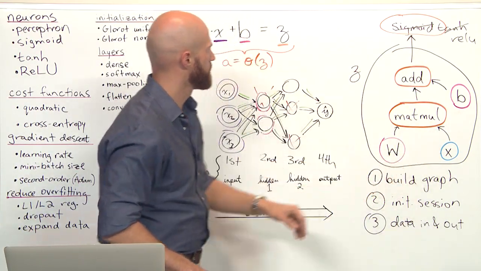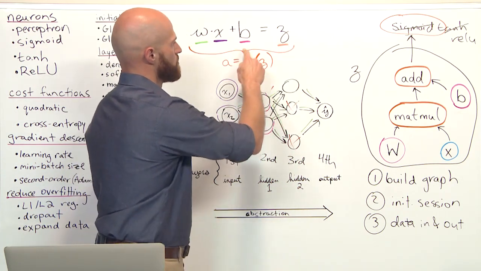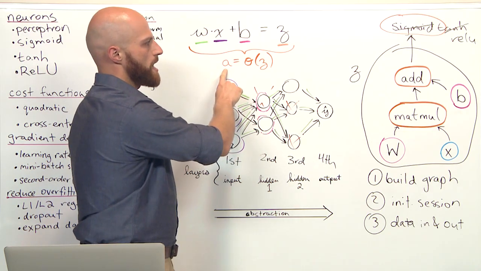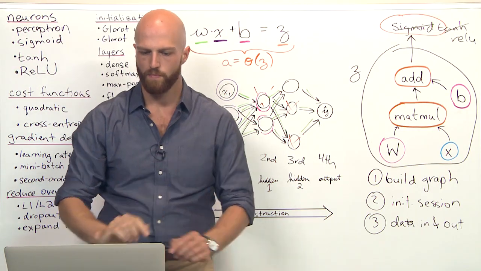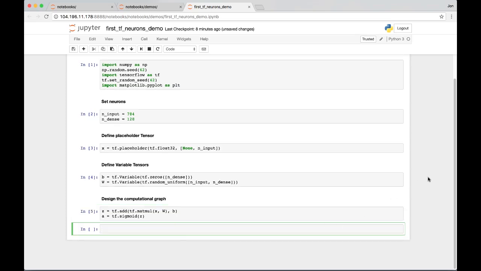Now we also want to take the result of z, pass it through some function to create our neuron activations A. So to do that, we simply define some function. This could be sigmoid on our z, and we output that to A. So there we go. We've defined our computational graph.